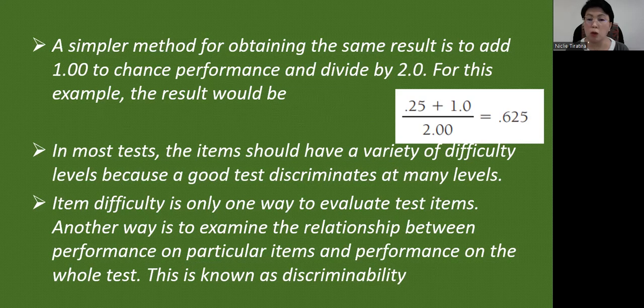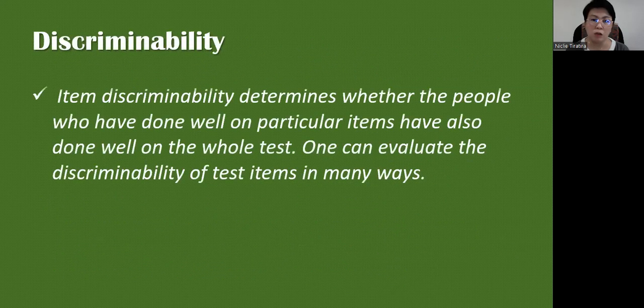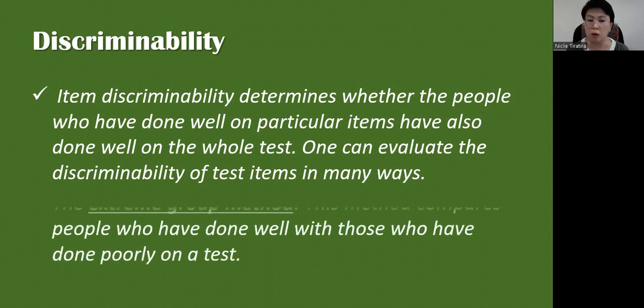Item difficulty is only one way to evaluate test items. Another way is to determine the relationship between performance on a particular test item and performance on the whole test. This is known as discriminability. Now, discriminability determines whether the people who have done well on a particular item have also done well on the whole test. One can evaluate the discriminability of items in many ways.